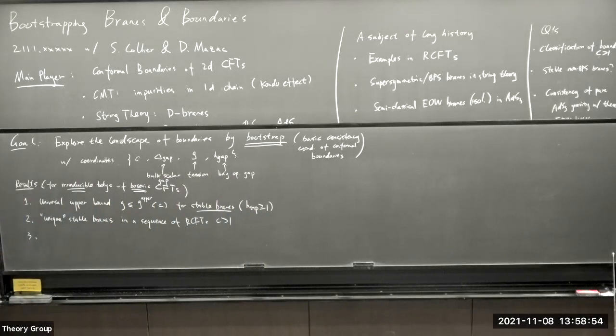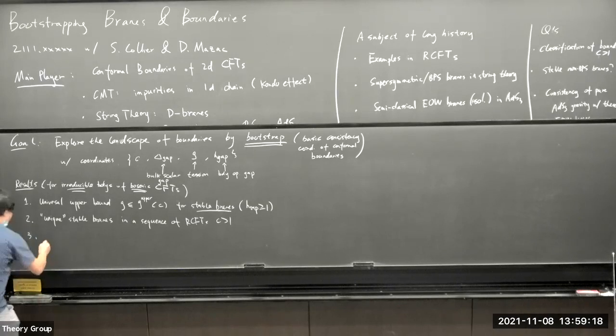So it turns out that in the sequence of RCFTs, if you want the brane to be stable, its tension is going to be unique, and the boundary spectrum is uniquely fixed. And once again, I emphasize that the conformal boundaries I'm going to describe here are not required to preserve anything that's larger than the Virasoro symmetry.